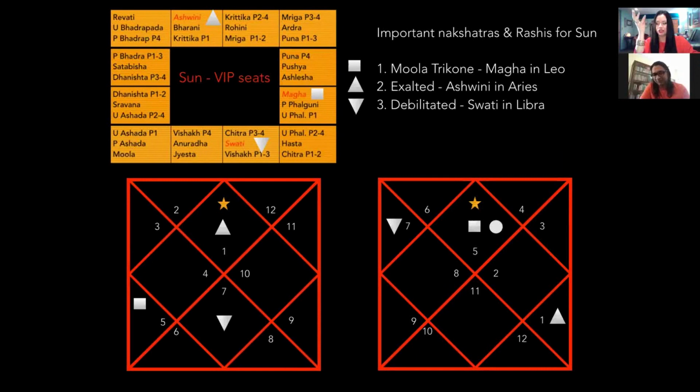Yes, because Swati's the jewel. So this is the radiating light that comes off of it. So that sun is there, it's just being reflected through this jewel.